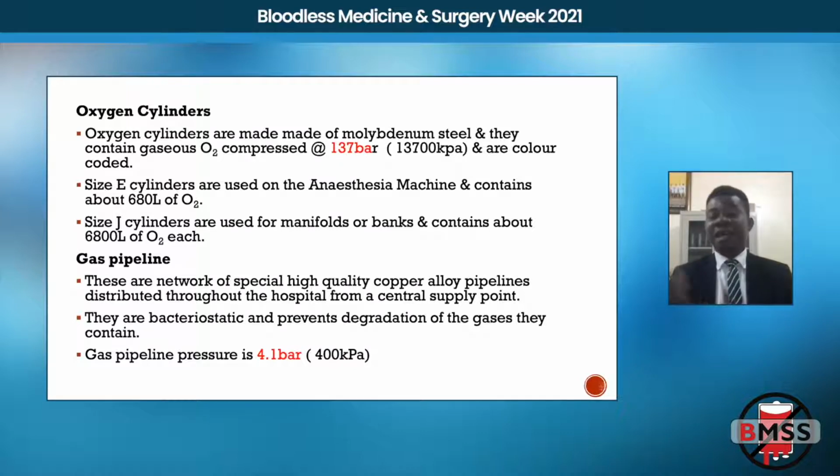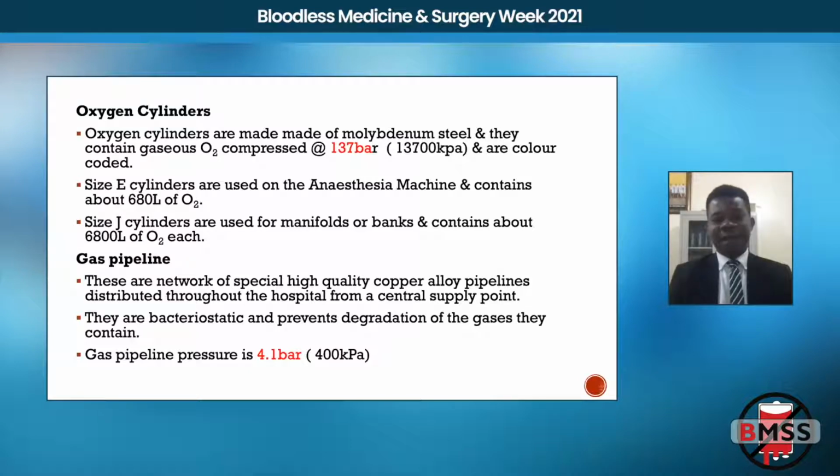We also have the J and the rest of the cylinders, which are used to bank oxygen, kept in the oxygen room, connected to the manifold and distributed to the various sections of the hospital that require oxygen for utilization. And the J cylinder can contain up to 6,800 liters of oxygen.